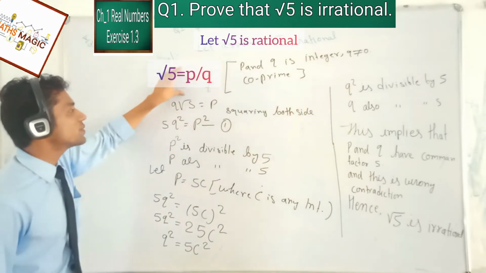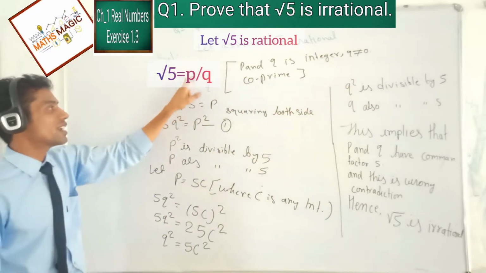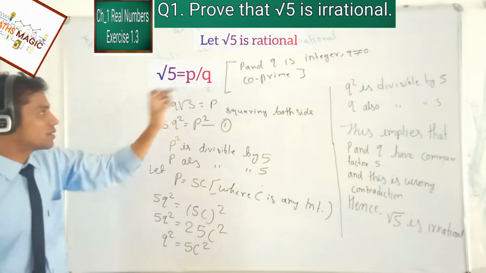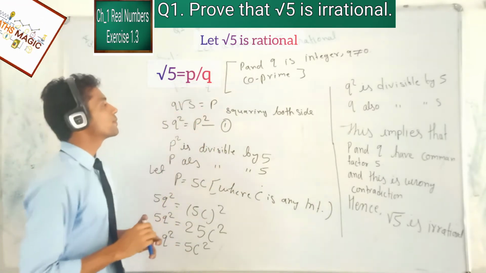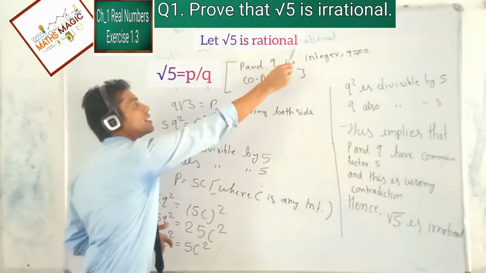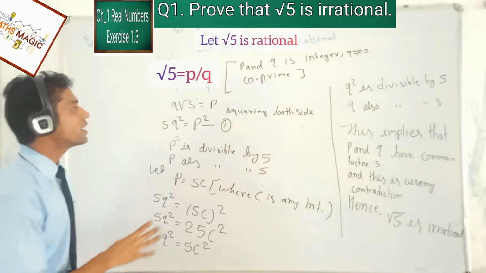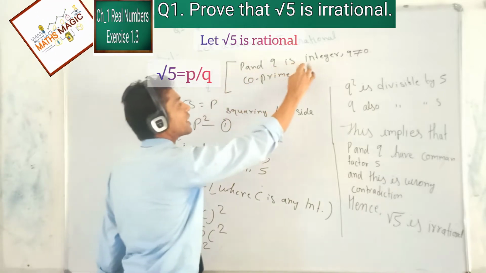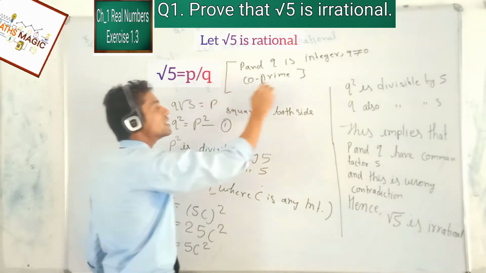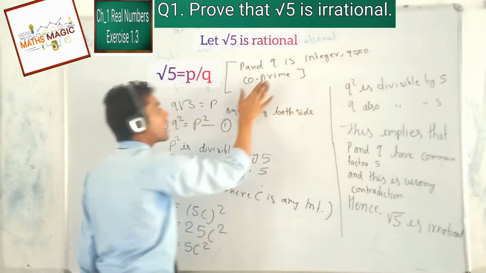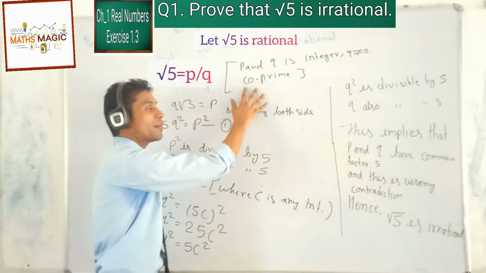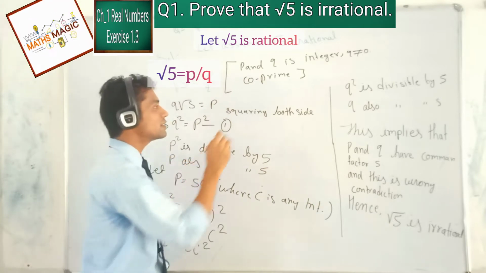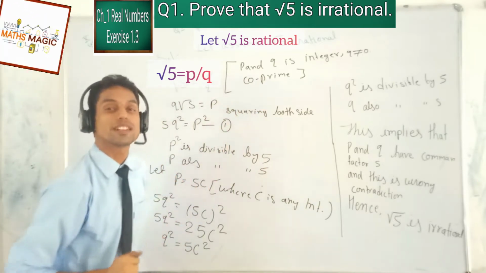When we suppose root 5 is a rational number, then we can write it in the form of a rational number, that is p by q, because we suppose this is a rational number. It means p and q are both integers, where q is not equal to 0, and also they are co-prime. What is meant by co-prime? Numbers that have only the common factor 1.